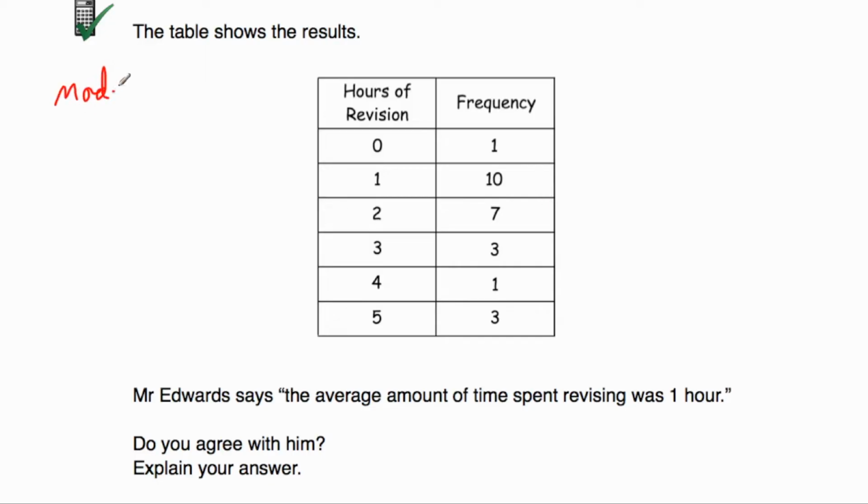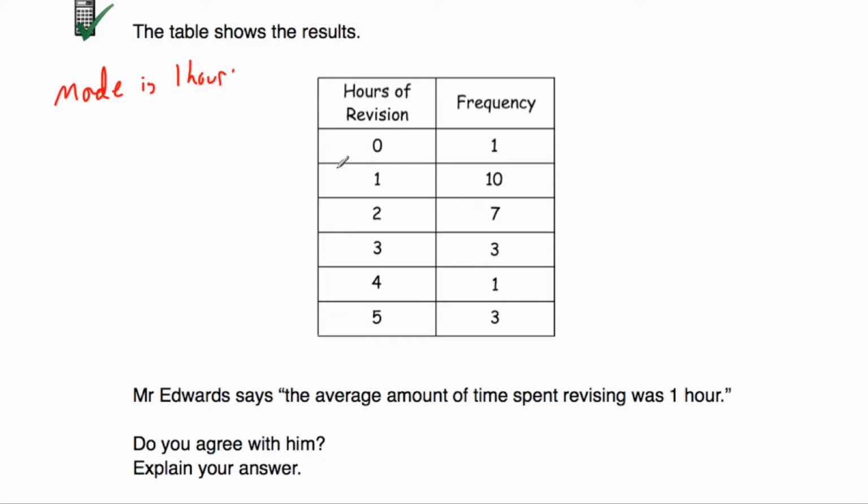So the mode would be the modal amount of time spent revising. So we're going to look for the amount of time spent revising which happened the most often, in other words, the one with the highest frequency. As you can see here, 1 hour occurs 10 times, so that is the most common. If you wrote these down in a list, we would have 10 ones, 7 twos and so on. So the mode is 1 hour. So Mr. Edwards is right in terms of the average amount of time spent revising, well, he was right for the mode.